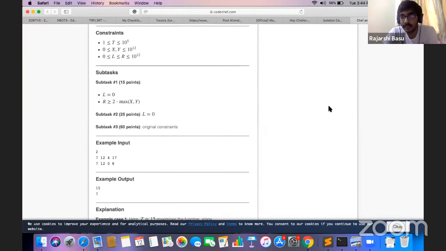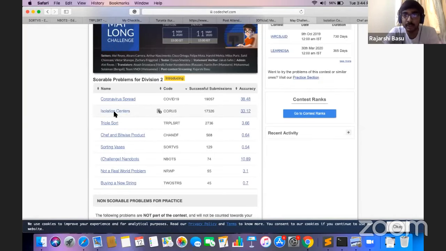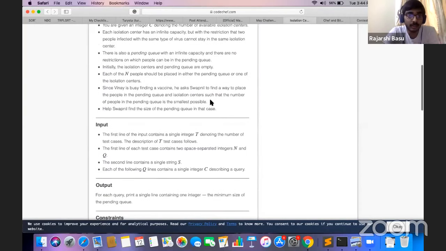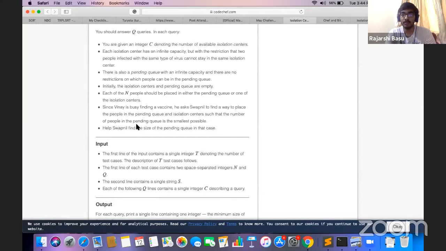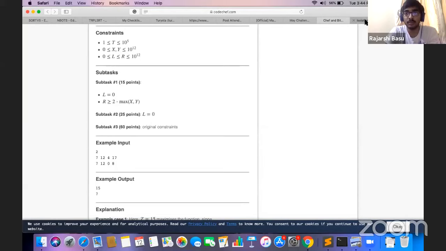Someone is saying that he did not get the problem statement right. Is it so? Let me just check once. I did get it correct, right? You are packing multiple people into the same isolation center such that all of them have the same kind of virus. Yeah, so it should have been. Okay.